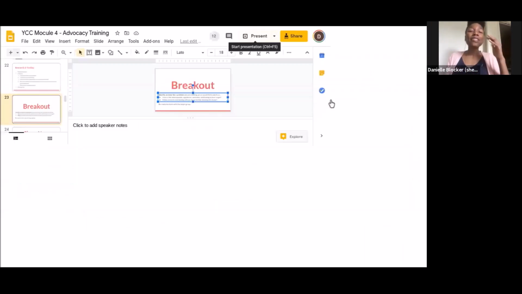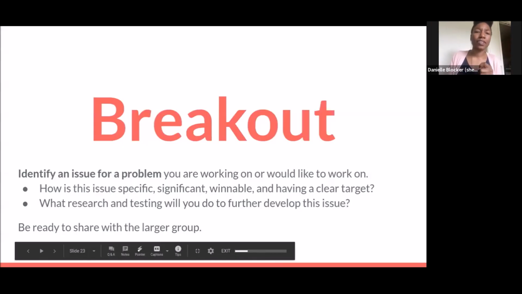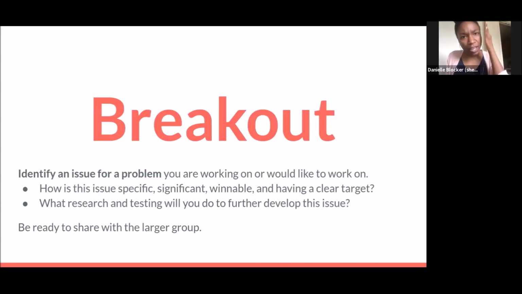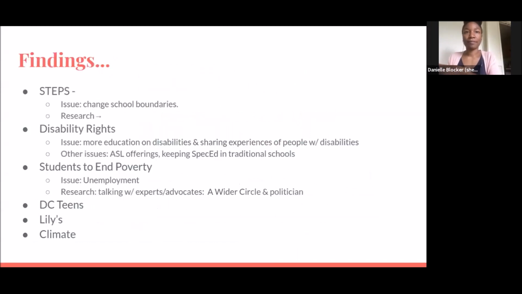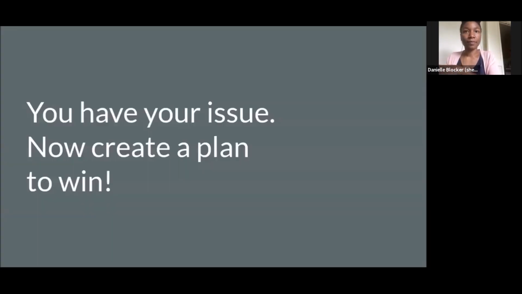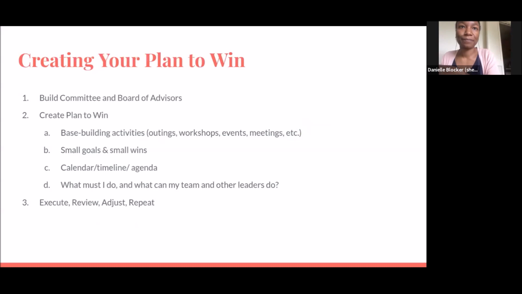Wonderful. So at this point, we have identified our issues. Hopefully, we have tested them. We've done some research to make sure that they're the right issues. And now we are fairly certain that this is the issue goal or solution that we want. So what next? We have our issue. Now we create the plan to win it. So creating our plan to win.